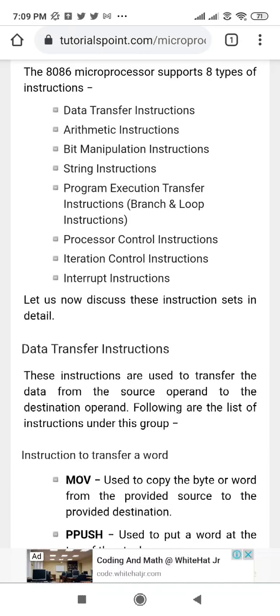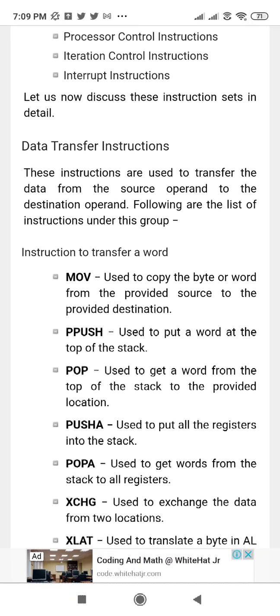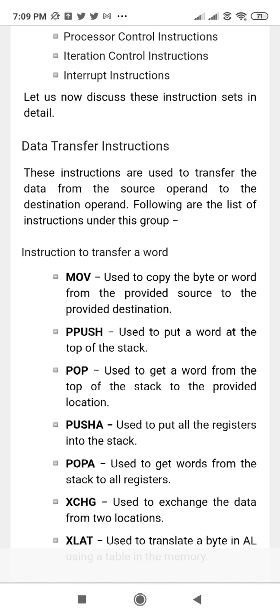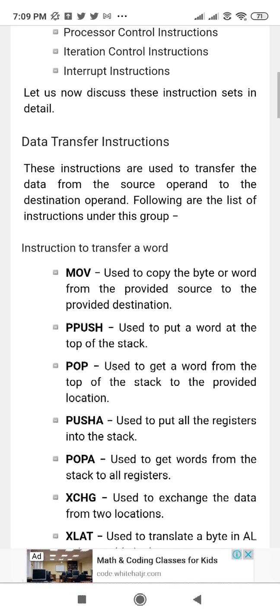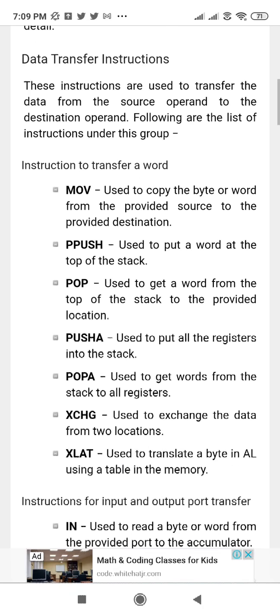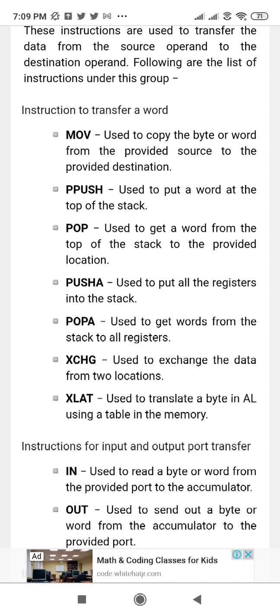So there are several types of instructions. We are focusing on data transfer instructions in this video. Data transfer instructions are the instructions which are used to transfer data from the source operand to the destination operand, and following is the list of instructions under this group. Data transfer instructions include MOV, PUSH, POP, PUSHA, POPA, XCHG, XLAT.